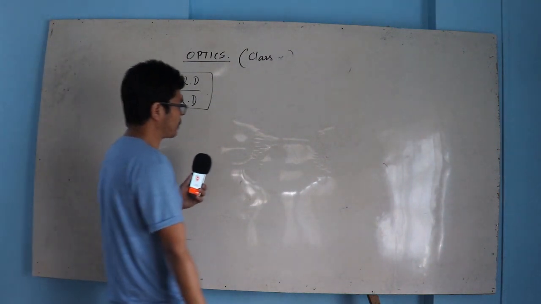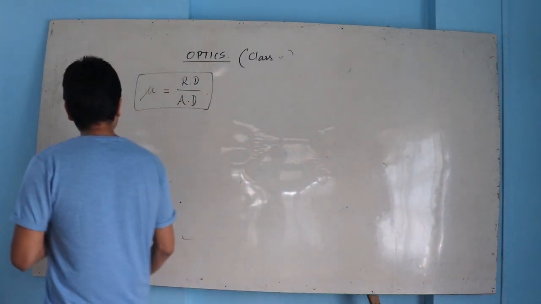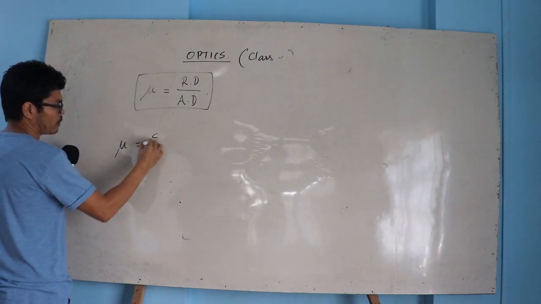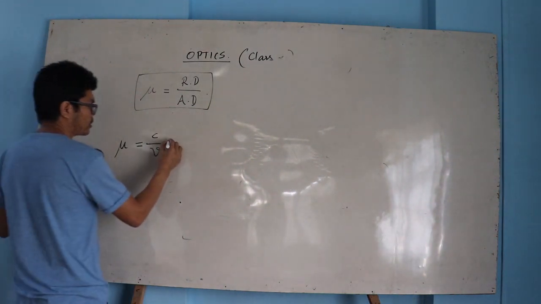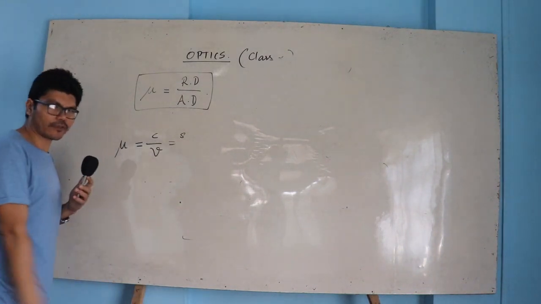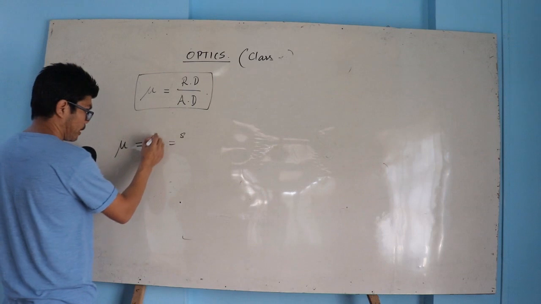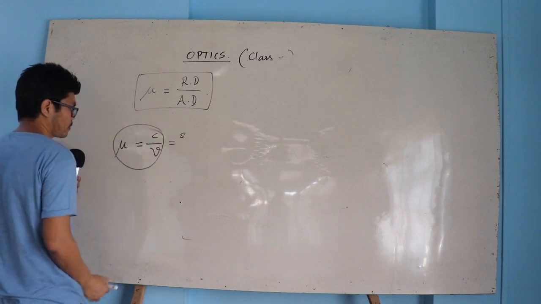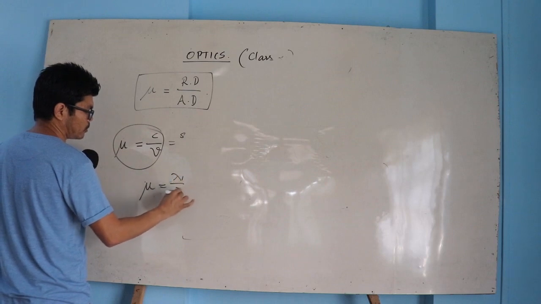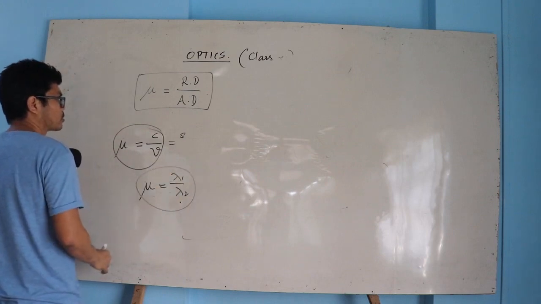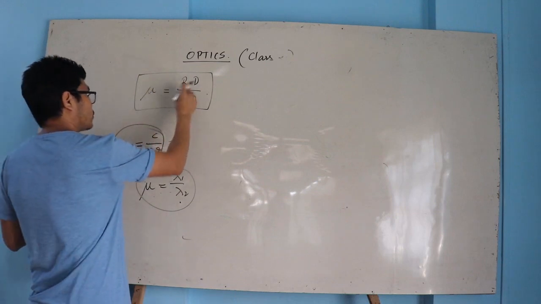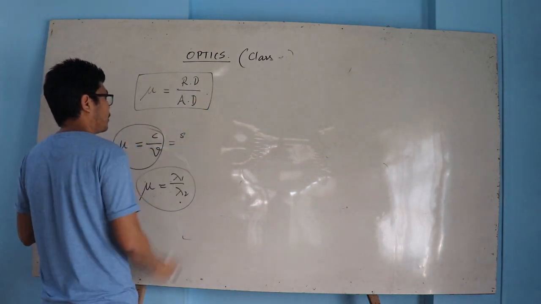Everything is there in the note again. I'm telling you one more time. There are so many ways of writing the refractive index here. The refractive index mu can be written as C by V, where C stands for speed of light in air divided by speed of light in the given medium. Or in terms of wavelength also, mu is equal to lambda 1 by lambda 2. So many ways of writing. So like that, the refractive index also can be written as the ratio of real depth divided by apparent depth.